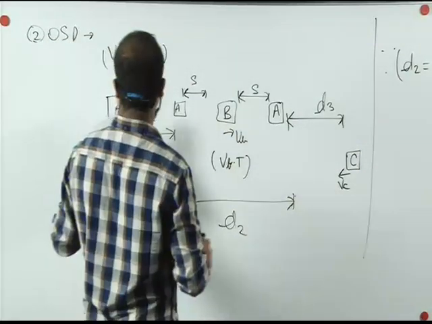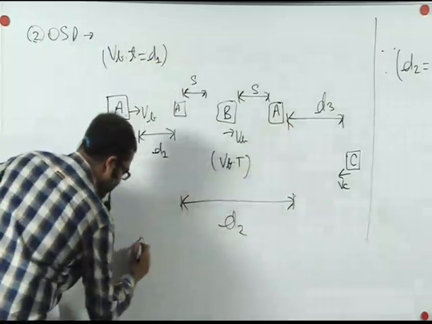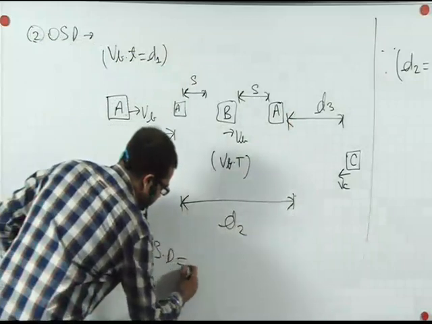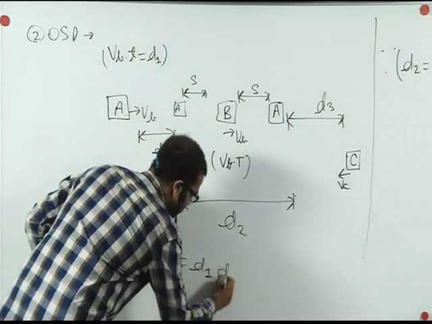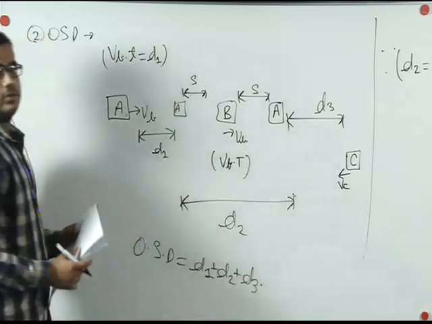So what is overtaking sight distance? It is the sum of D1, D2 and D3. Overtaking sight distance is the sum of D1 plus D2 plus D3. Now we will see.